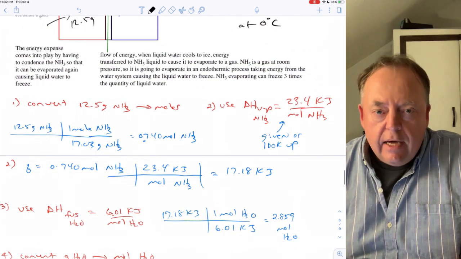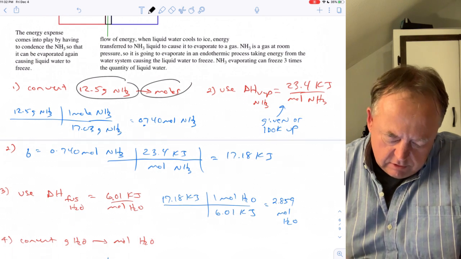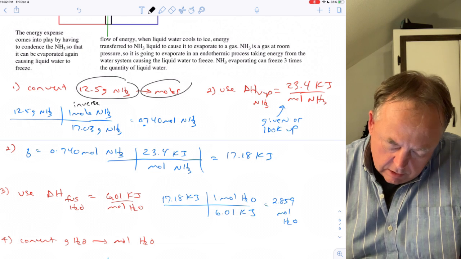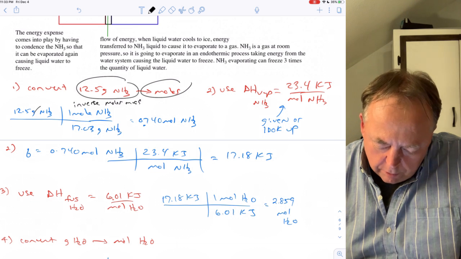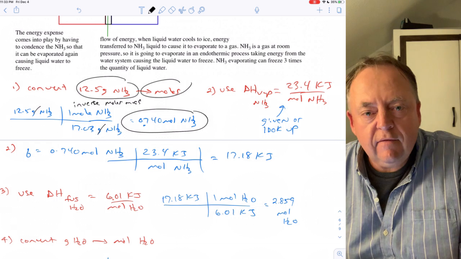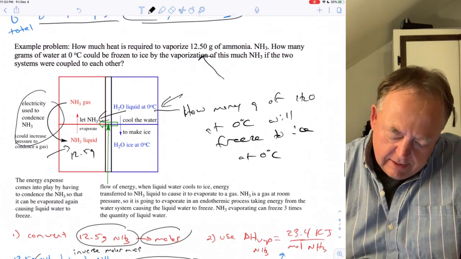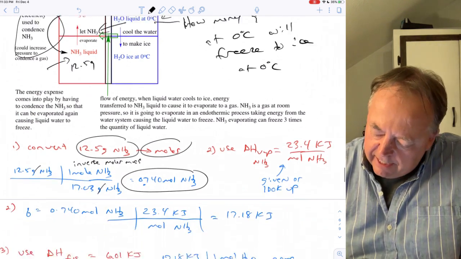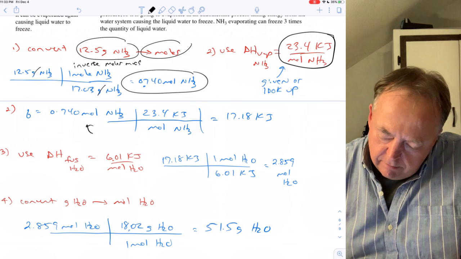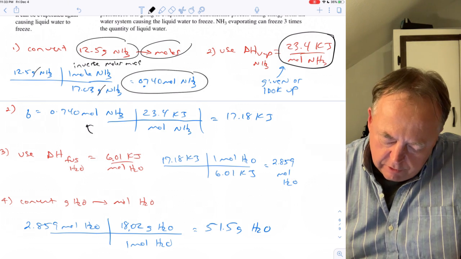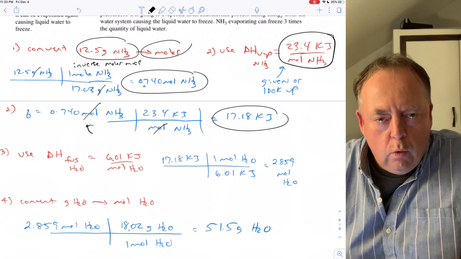Okay, so if we want to do that calculation, first we need to convert the 12.5 grams of ammonia to moles. So we need the molar mass of ammonia, right? So this would be the inverse of the molar mass. 12.5 grams times 1 mole per 17.03 grams, so that would be 0.740 moles of ammonia. And then it's going from liquid to gas, so it's evaporating, so we need the heat of evaporation. We'd have to look that up, or it'd have to be given to you. We calculated the moles, and this is kilojoules per mole, so if we just multiply the two together, moles will cancel. Then to evaporate that, it would need 17.18 kilojoules of energy.